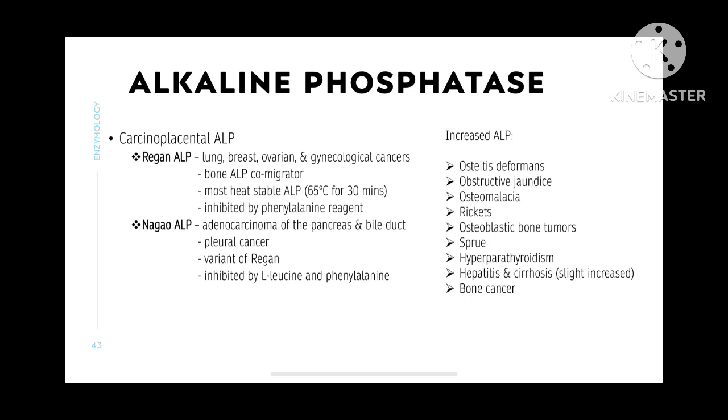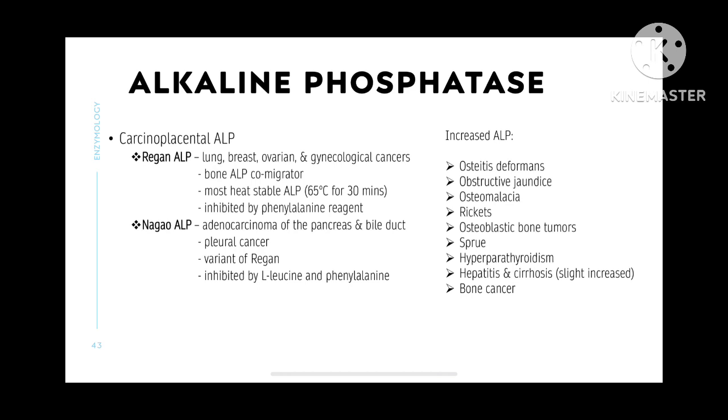The Regan isoenzyme migrates to the same position as the bone fraction and is the most heat stable of all ALP isoenzymes, resisting denaturation at 65 degrees Celsius for 30 minutes. Its activity is also inhibited by phenylalanine.